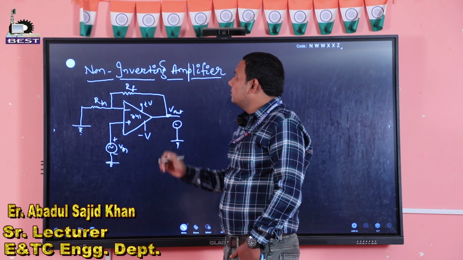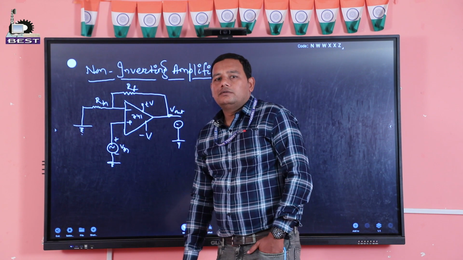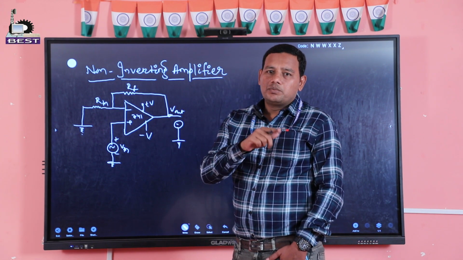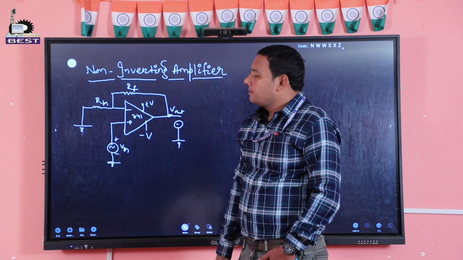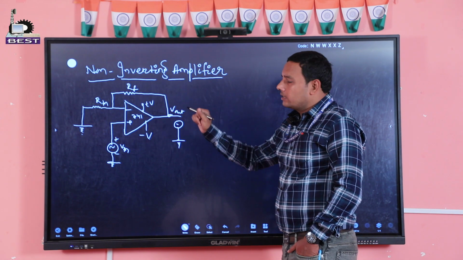Today we will see the non-inverting amplifier. Sometimes we desire that the phase of the output signal should be equal to the input signal. Then the op-amp will be connected like this.